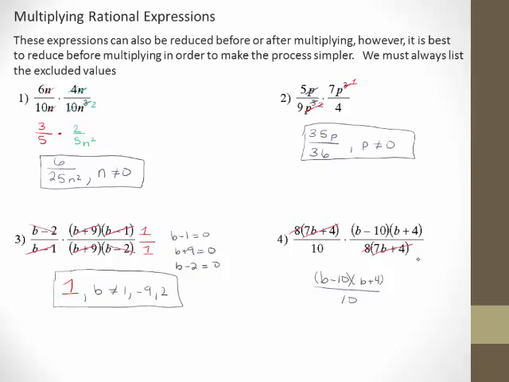Here I have 7b plus 4 equal to 0. So when I solve that out, I'll get 7b is equal to negative 4. So b would be negative 4 over 7. So this is what b cannot equal. All right, let's look at some more examples.